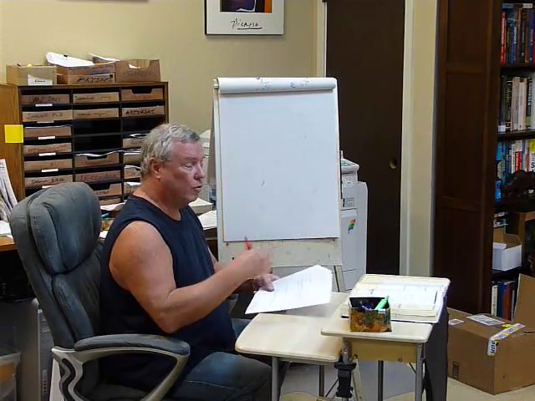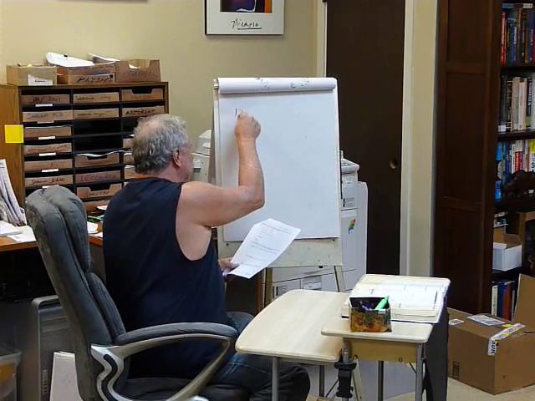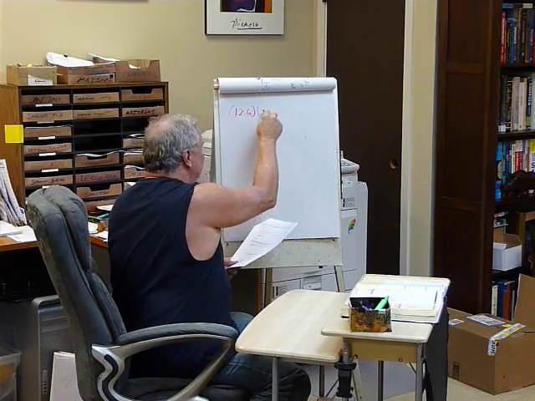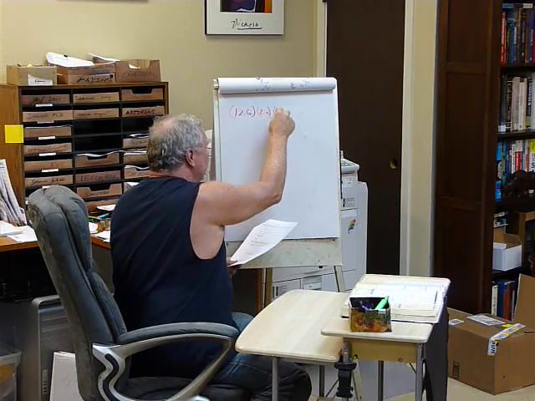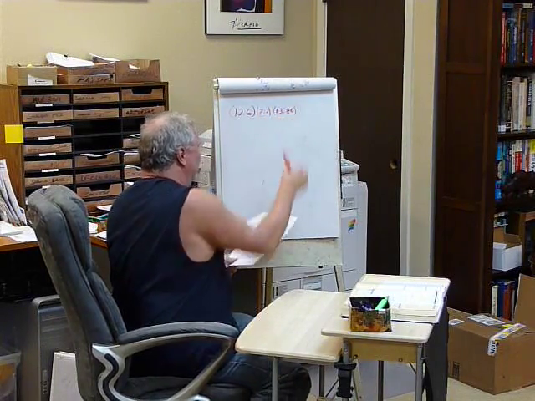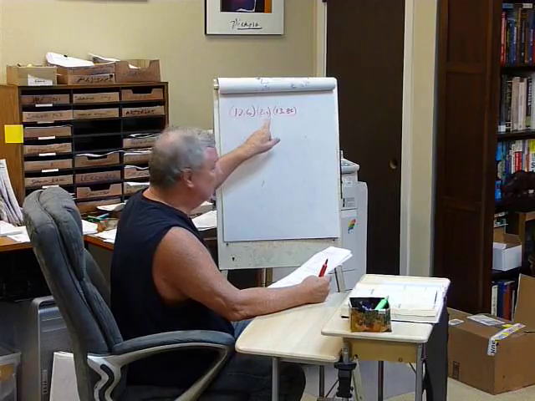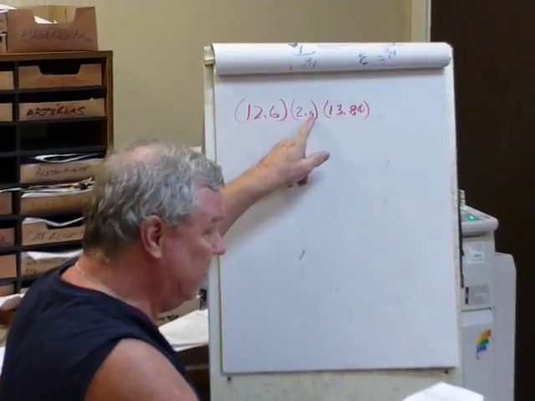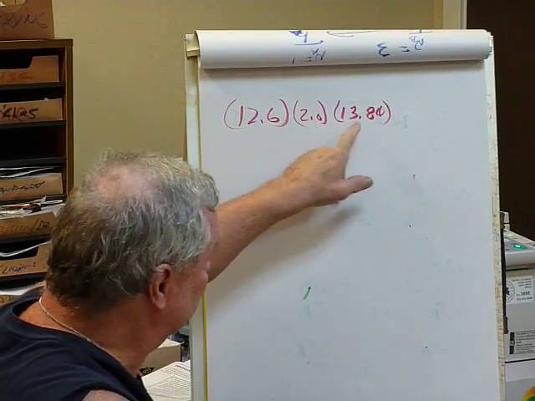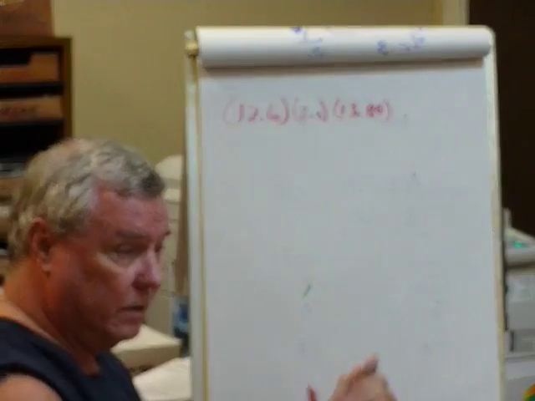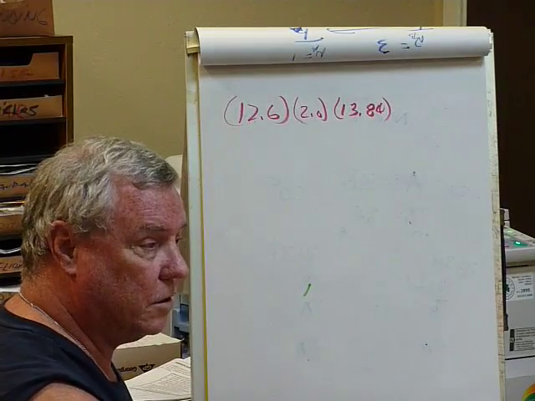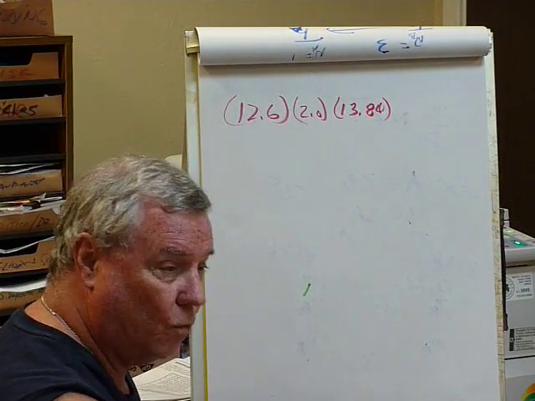The rule for multiplication is find the sig figs, multiply them, and round your answer to the least number of sig figs. So if we got 12.6 times 2.0 times 13.84, how many sig figs in the first one? 3. And then 2. Leading zeros never count. Trailing zeros, yes, with a decimal. And 4, yes. So punch it in the calculator, and how many sig figs is our answer going to be?